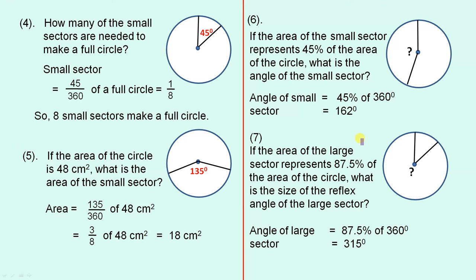Number 7, if the area of the large sector represents 87.5% of the area of the circle, what is the size of the reflex angle of the large sector? In other words, what's the size of that angle there? 87.5% of 360 is 315 degrees. There are many ways you can work this out, by using fractions, or you just use a calculator, and that gives you 315 degrees, so that's that angle here.